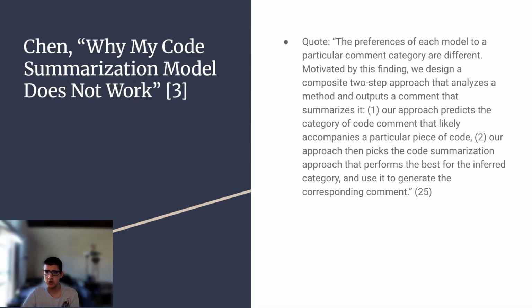And the quote that shows their argument: the preferences of each model to a particular comment category are different. So as I said, each model has a different category where it's the best. Motivated by this finding, we design a composite two-step approach that analyzes a method and outputs a comment that summarizes it, so which type is the best and which model is the best for this type. Our approach predicts the category of code comment that likely accompanies a particular piece of code. Our approach then picks the code summarization approach that performs the best for the inferred category and uses it to generate a corresponding comment, passing it off to the best model.